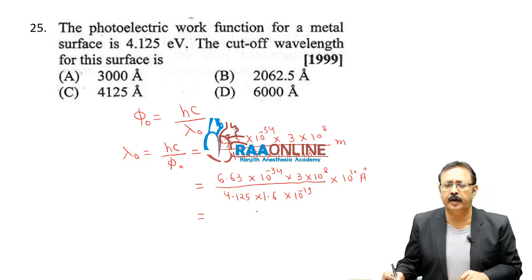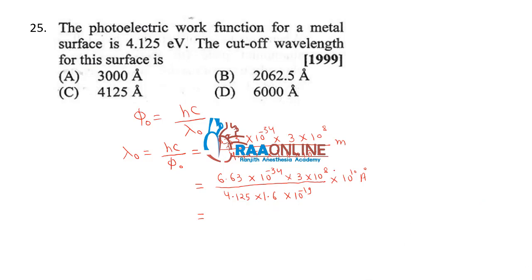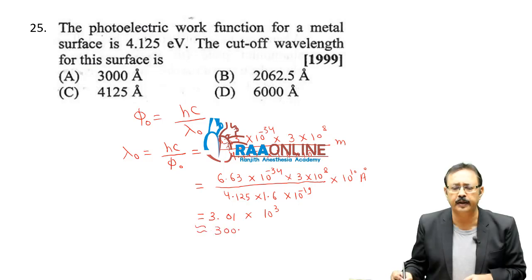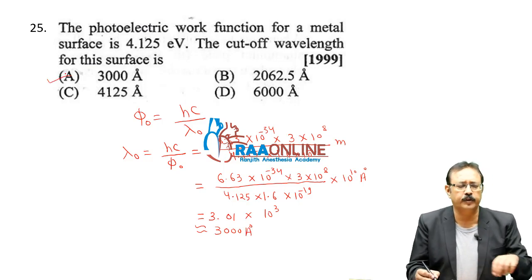So what is the power of 10? It is 10 to the power minus 19, which becomes plus 19. 19 and 10 is 29, and 8 is 37, plus 37 minus 34, so it means plus 3. We will calculate the numbers by calculator to save time. 6.63 into 3 divided by 4.125, again divided by 1.6. We are getting 3.01. So 3.01 into 10 to the power 3 means nearly 3000 angstrom. So we will go with option A.